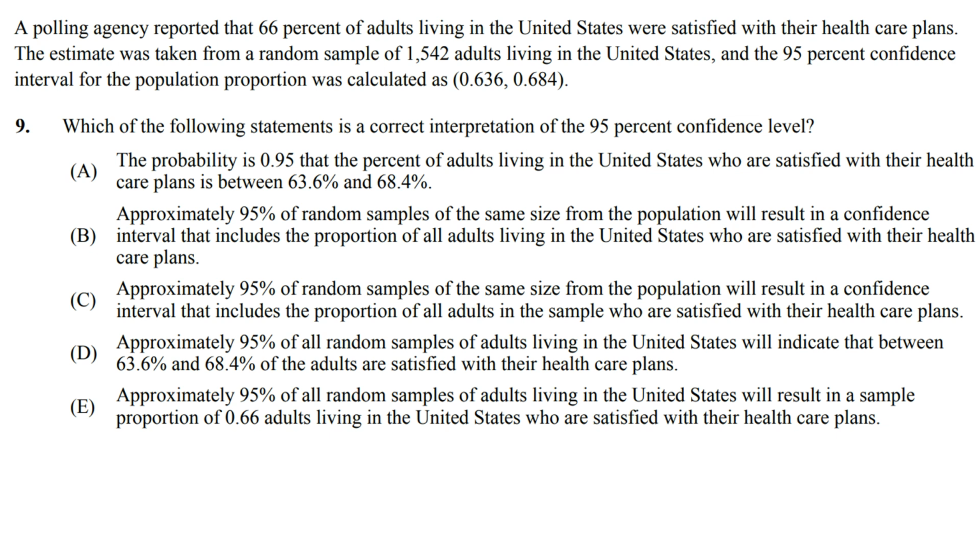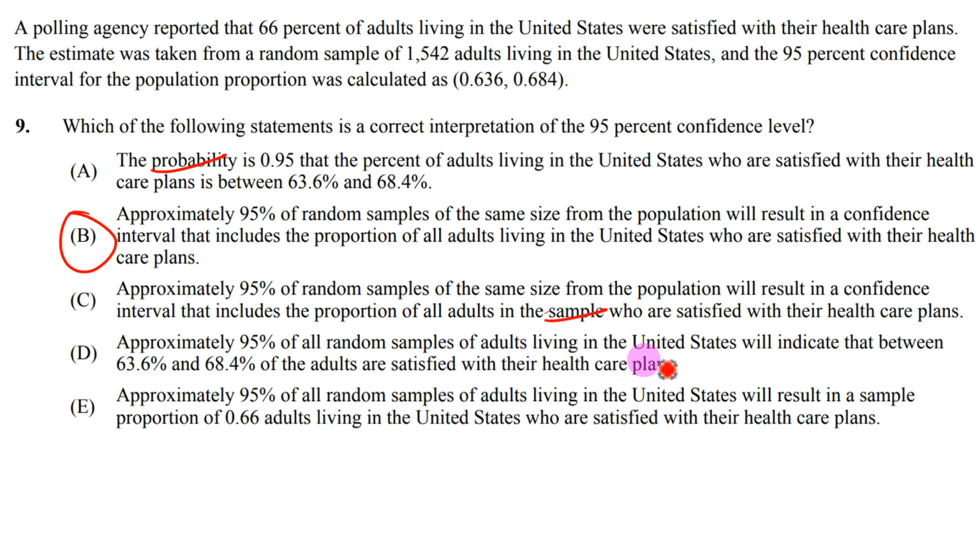Approximately 95% of random samples of the size will result in a confidence interval that includes the proportion of all living adults. Nothing about probability. We don't like that. Will result in a confidence interval that includes the proportion of adults in the sample. We don't like "in the sample." We want the true proportion. Let's see what this one says.